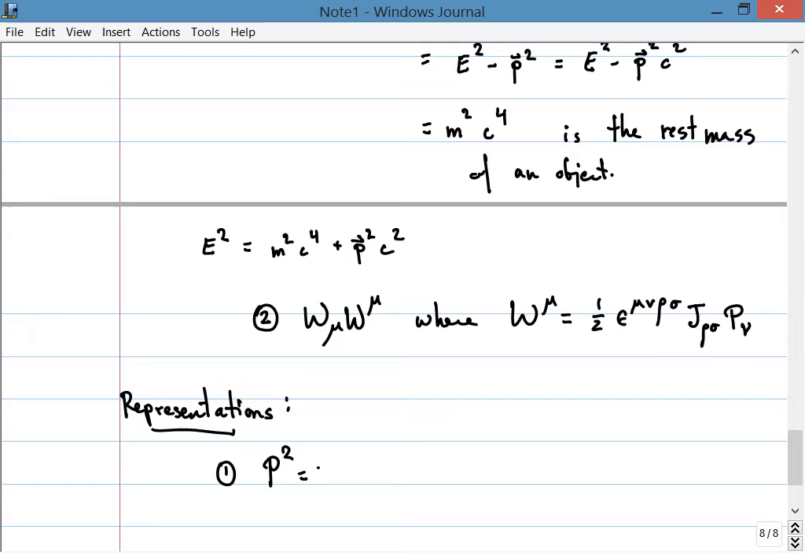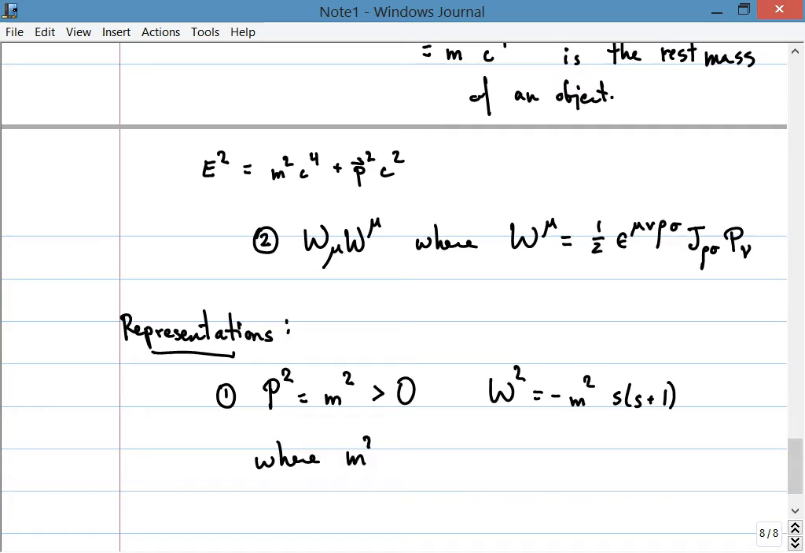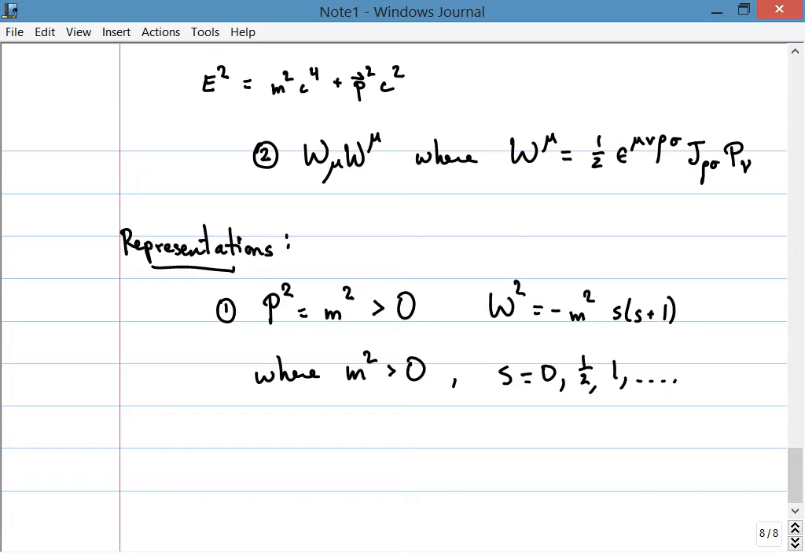So there's one family of representations where p squared is a number which is bigger than 0, and w squared is that same number times s(s plus 1), where m squared is a continuous number between 0 and infinity, and s is a half integer. And this tells us that in this family, we're studying an object with a mass whose square is positive and which has a half integer spin.